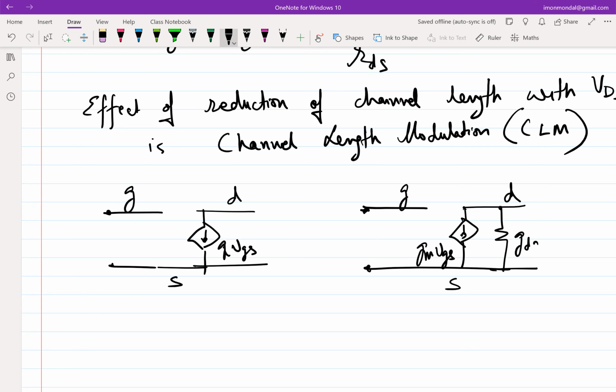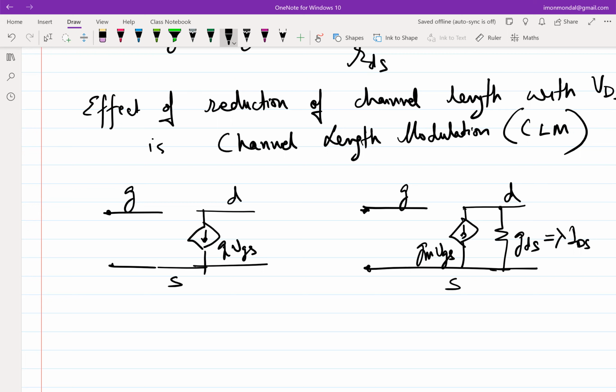Right, where TDS is lambda IDS. Okay, so now can you tell me how does all your circuit analysis change? Does it change any way? I mean, as far as the analysis part is concerned?